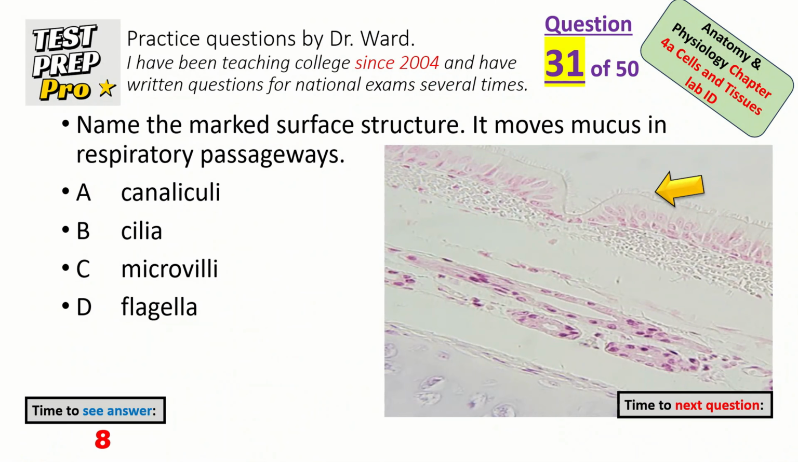Name the marked surface structure. It moves mucus in respiratory passageways. It's at the top of the cells. Cilia. It gets paralyzed if you smoke cigarettes, and they call that smoker's cough.